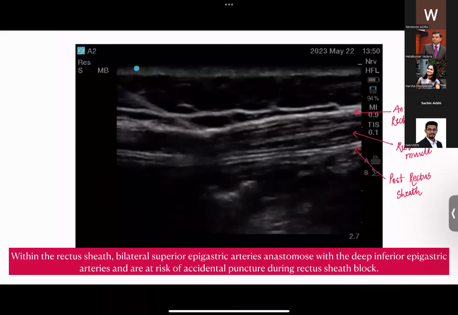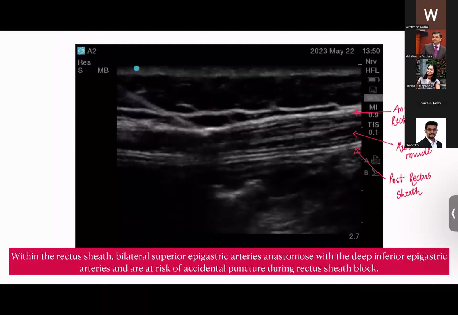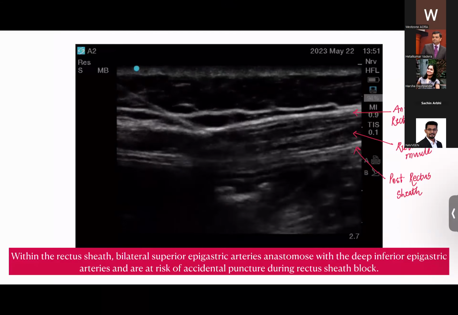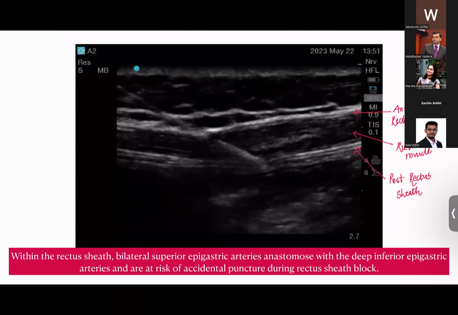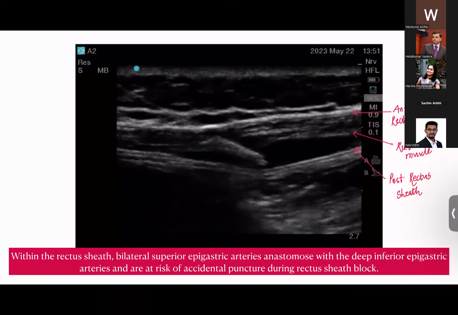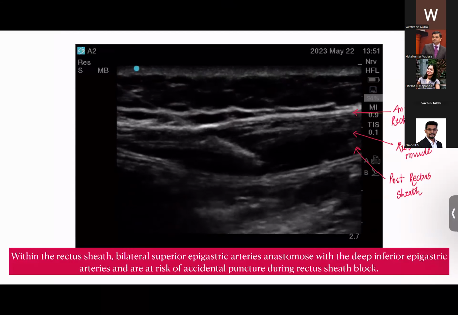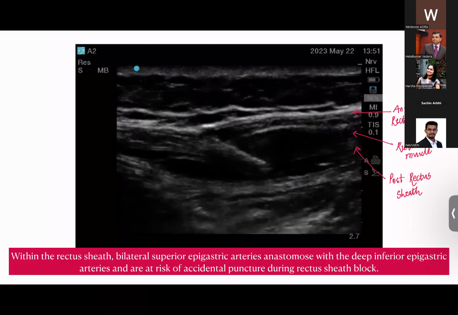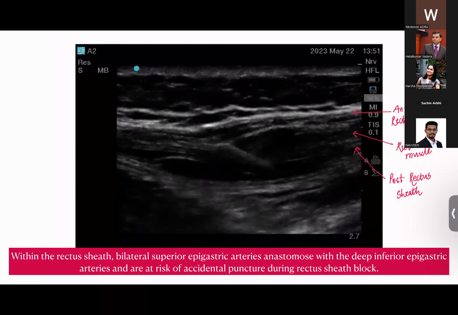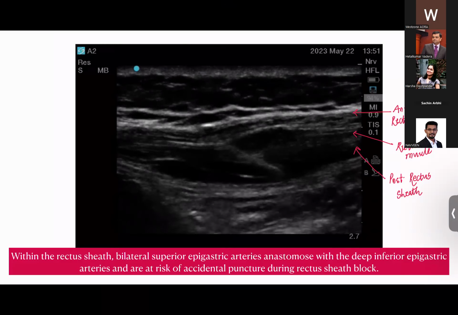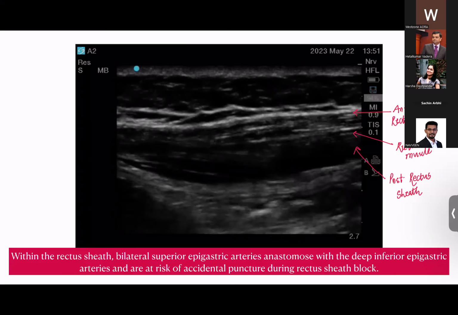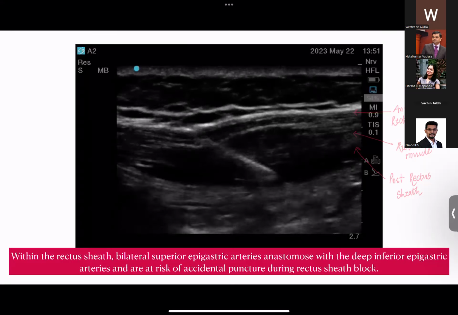This is a video showing the rectus sheath block. After we cross the muscle, just before the resistance is felt, we will inject the drug. Within the rectus sheath, bilateral superior epigastric arteries are present, and they anastomose with the deep inferior epigastric arteries. And these are at a risk of puncture during the rectus sheath block. So always aspirate before you inject.